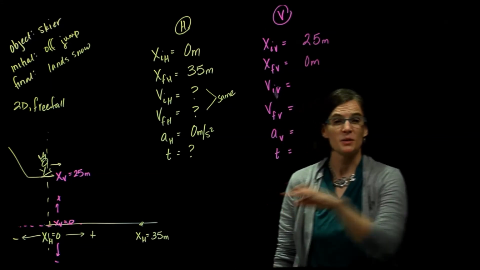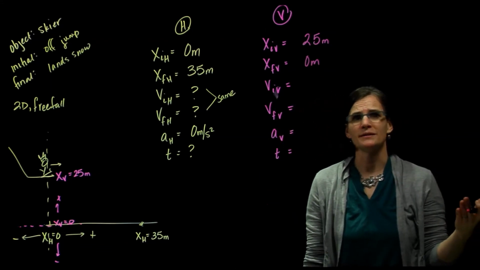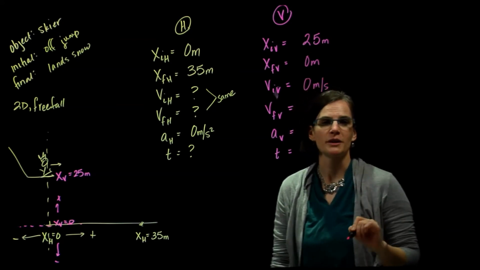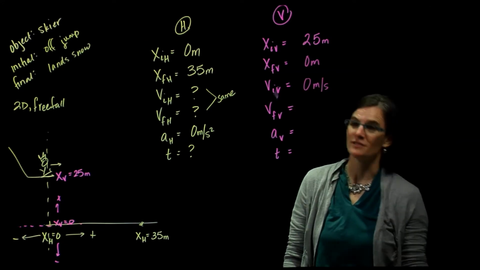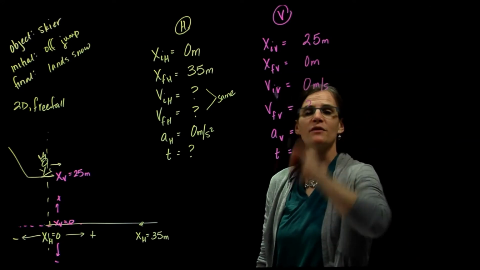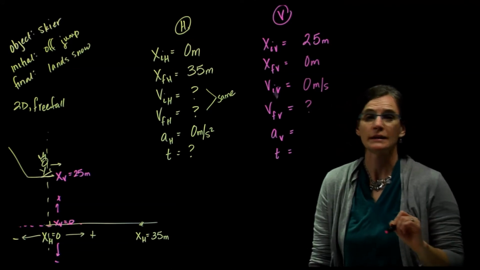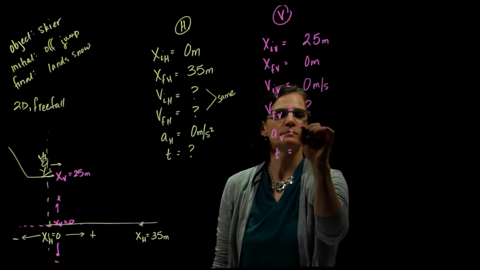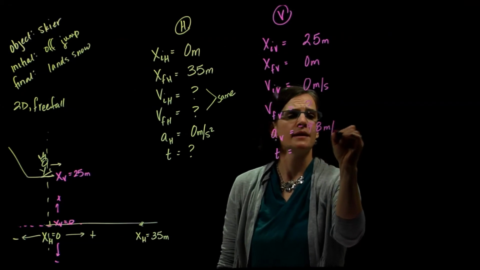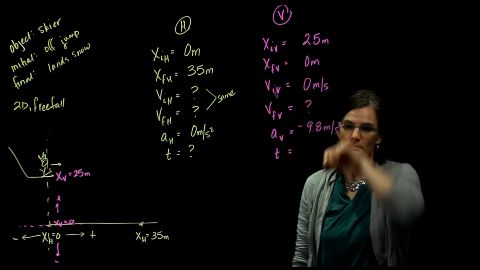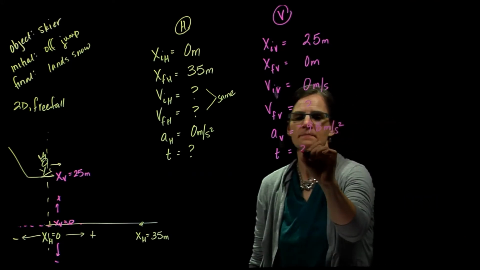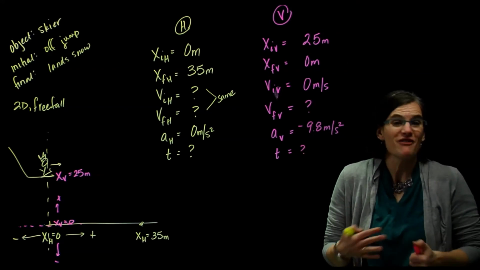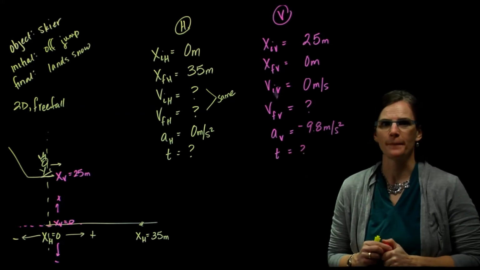The problem says he goes purely horizontally off the jump. Well, if he's purely horizontal, there's no motion in the vertical direction to begin with, but we know he starts to fall down. So he's going to have a final velocity when he hits the snow vertically, but we don't know what that is. Because of this free fall idea, we know that the acceleration is that due to gravity, so 9.8 meters per second squared, and we don't know the time. All right, so the problem wants to know how fast is he going when he takes off that jump.